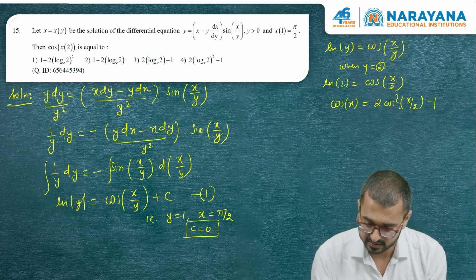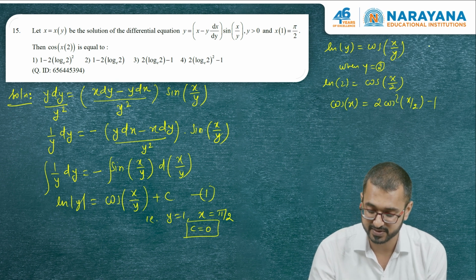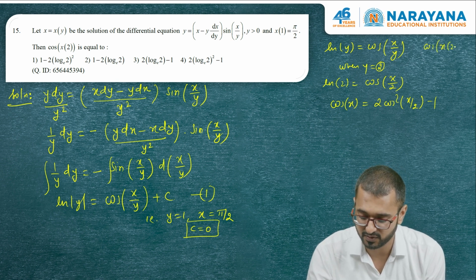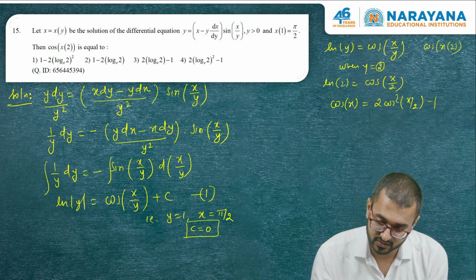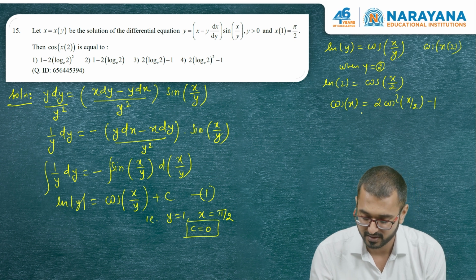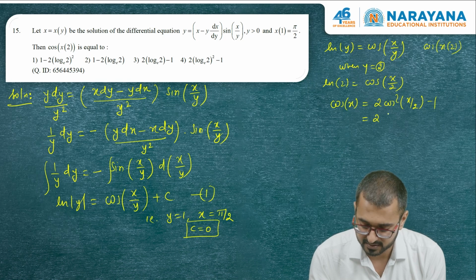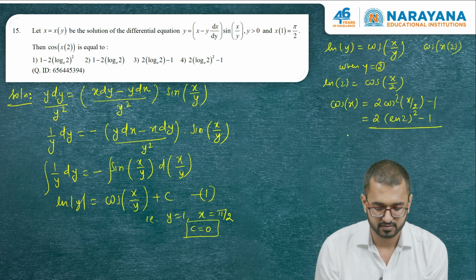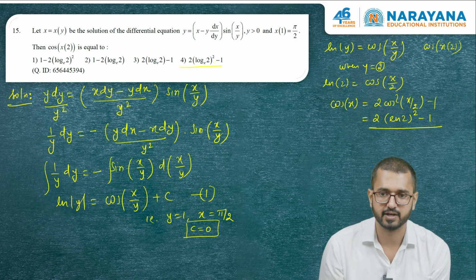So now we got cos x by 2 here. So let's plug in the value. When I'm writing cos x, it is basically cos of x by 2. It's an argument basically, x by 2. And here this is x by 2 by 2, and we have got here x by 2. So x by 2. That means now I can just plug in this value here. So I'll be getting 2 times ln of 2 square minus 1. So 2 times ln of 2 square minus 1 will make our option 4 correct.